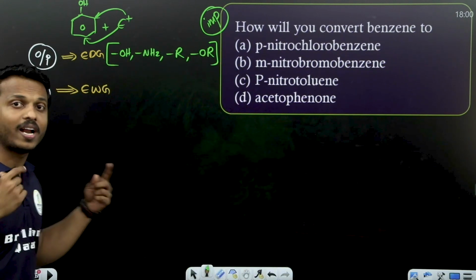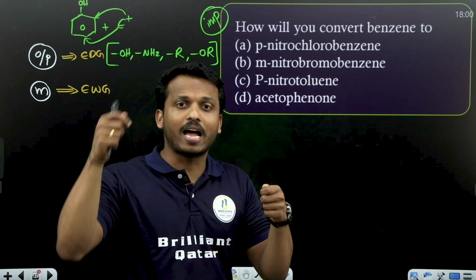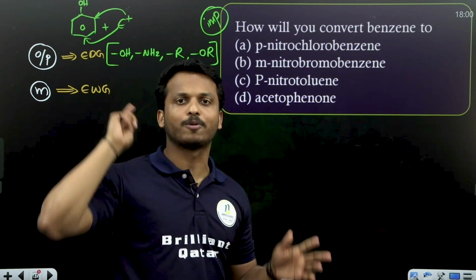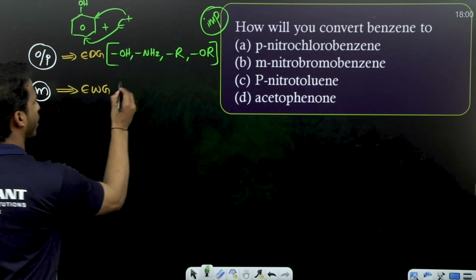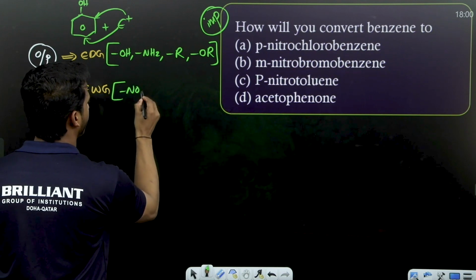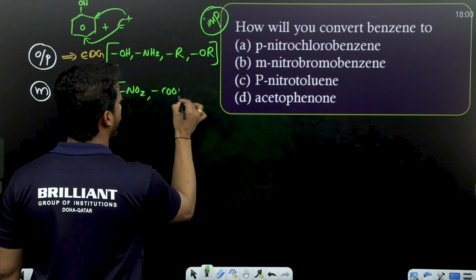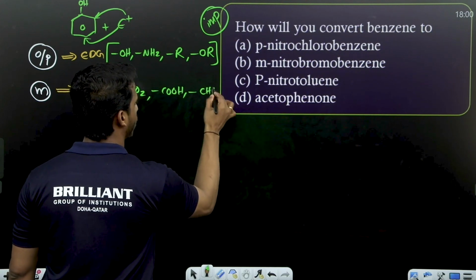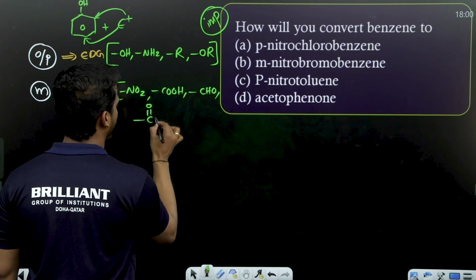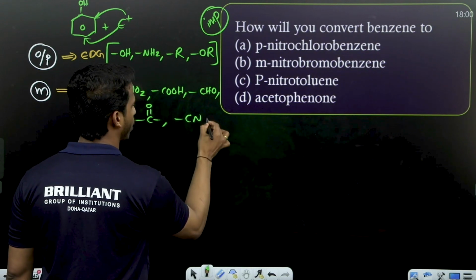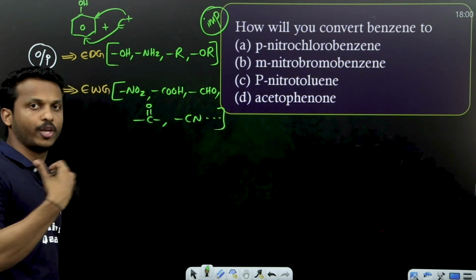So what do you mean by meta-directing group? They will direct the electrophile to their meta position only. Which are withdrawing groups? Nitro group is a very strong withdrawing group. Acid is a withdrawing group. Aldehyde is a withdrawing group. Ketone is a withdrawing group. Cyanide is a withdrawing group. These are all withdrawing groups.